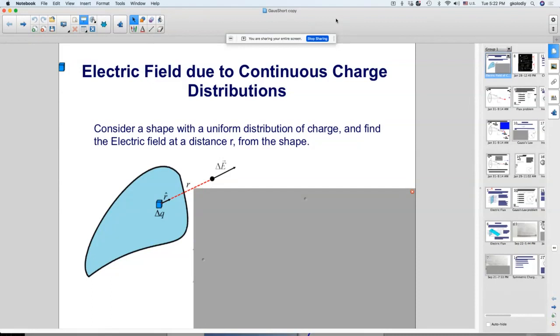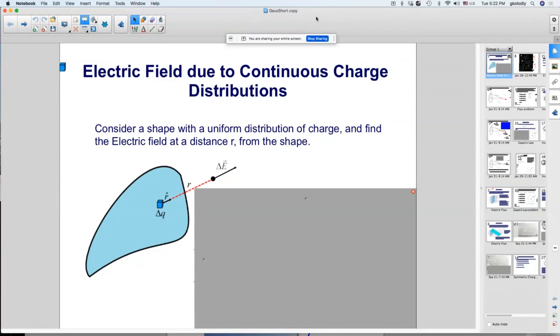But before we get to that, all the problems we've done up to now, we've talked about point charges. We found the electric field due to one point charge, two point charges, three point charges, et cetera. And we saw that it's pretty strenuous to calculate all those electric fields. So there's got to be a better way to do this.